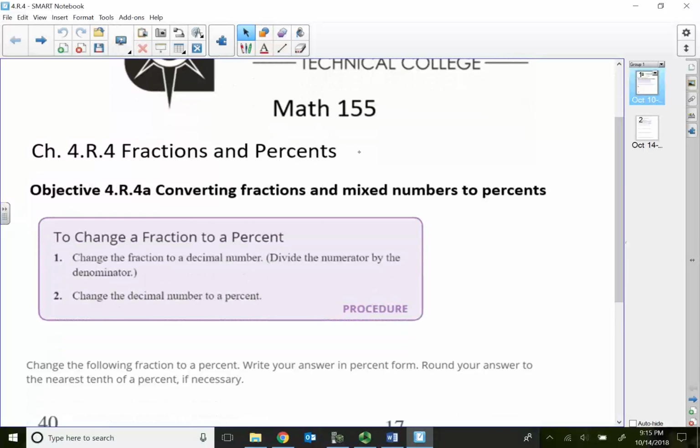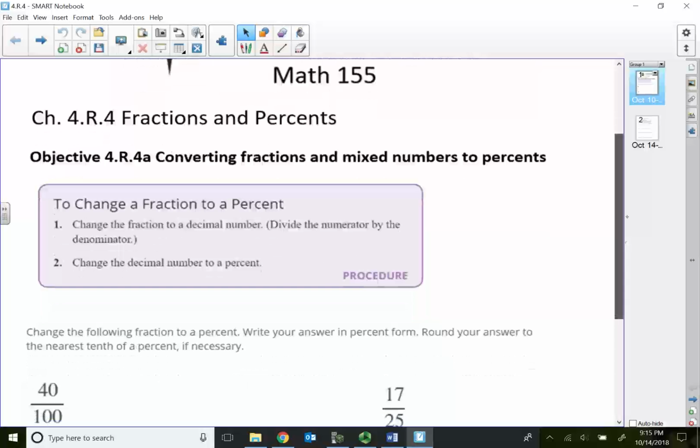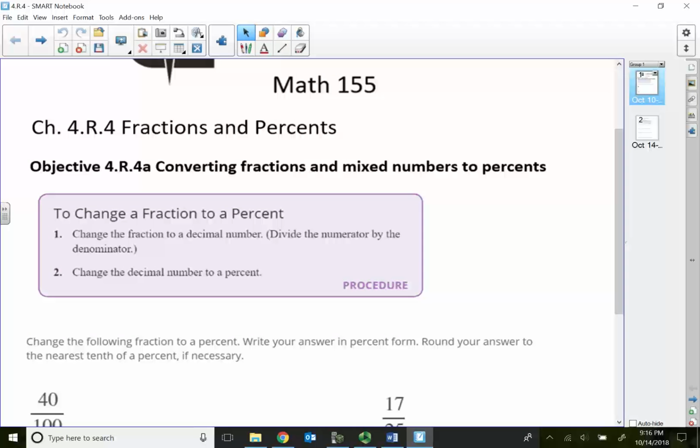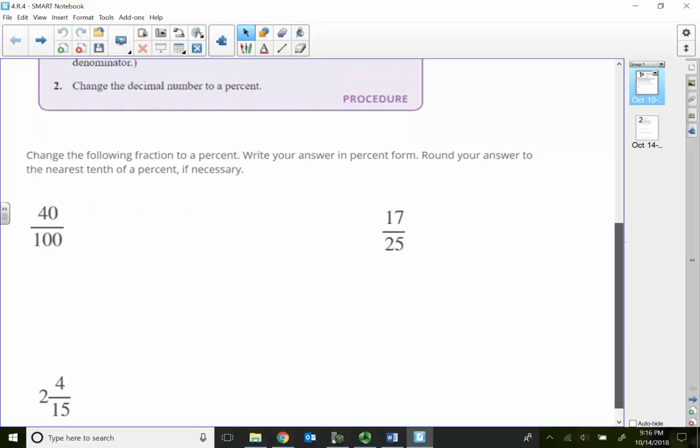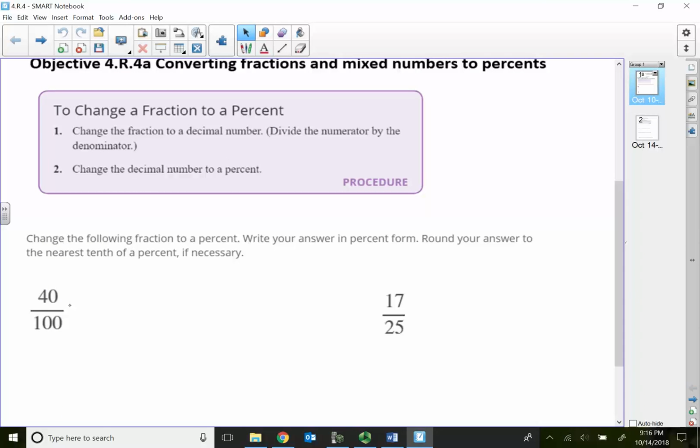In the last video, I mentioned the reason why we convert percent into decimals or a fraction is so we can add, subtract, multiply, and divide. So, all right, real quick, the following examples are converting fractions and mixed numbers and turning them into percent. So these are fractions.